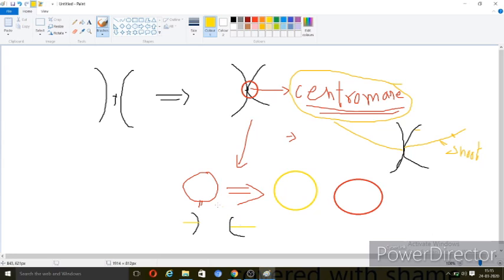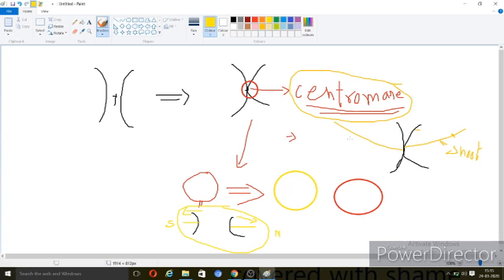So as a result, now this is a cell, for example. This one will move towards this pole. Say for example, I am taking this one as the north pole, and this one as the south pole. So one will move to this pole, and the other to the other pole. That means they are migrating to opposite poles. And how does it happen? It is happening just because of the shortening of the spindle fibers.